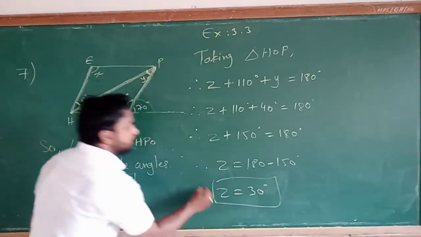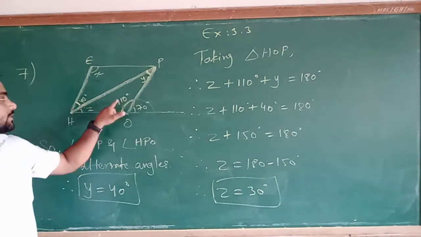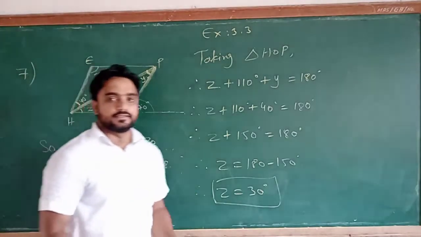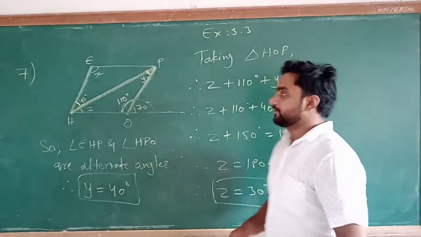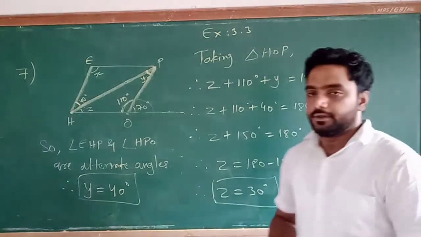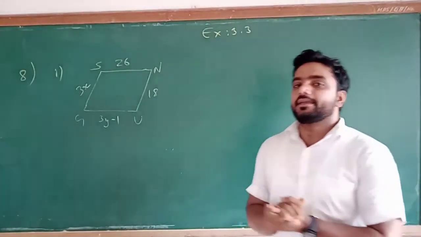30 degree. So in this way we obtain the value of x, that is equal to how much? 110 degree. The value of y, that is 40 degree, and the value of z, that is equal to how much? 30 degree. So this is the solution of the 7th question of exercise 3.3. Yes, now the 8th question.